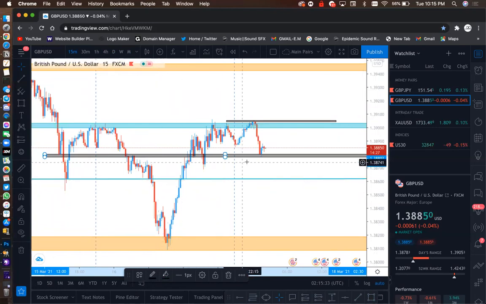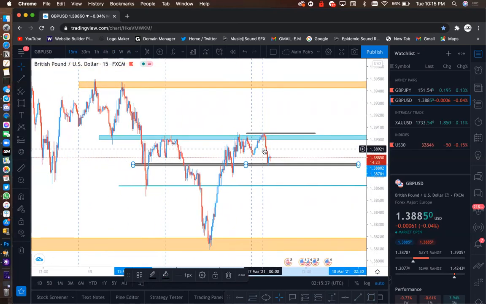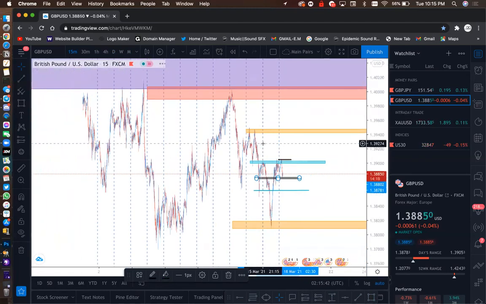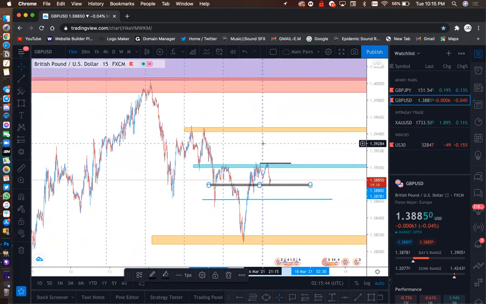So you would be using other tools to determine where price would be going. And that basically covers drawing your support and resistance on your chart and keeping it cleaner.